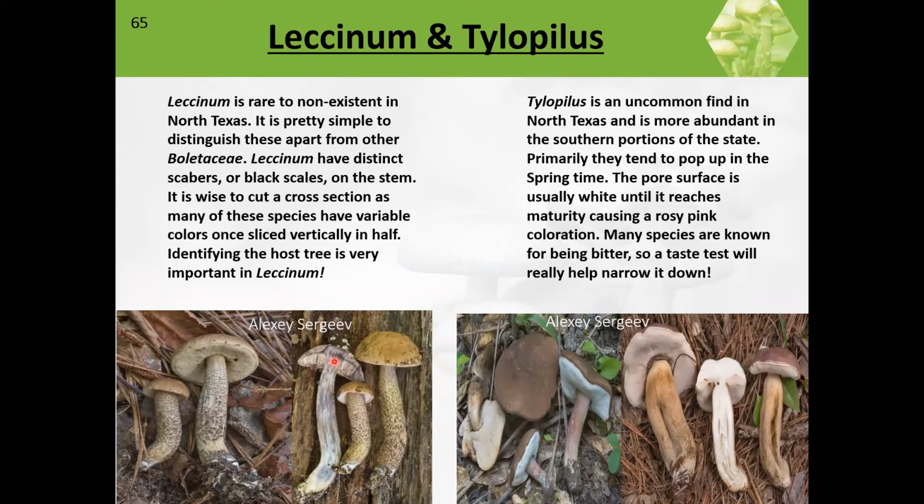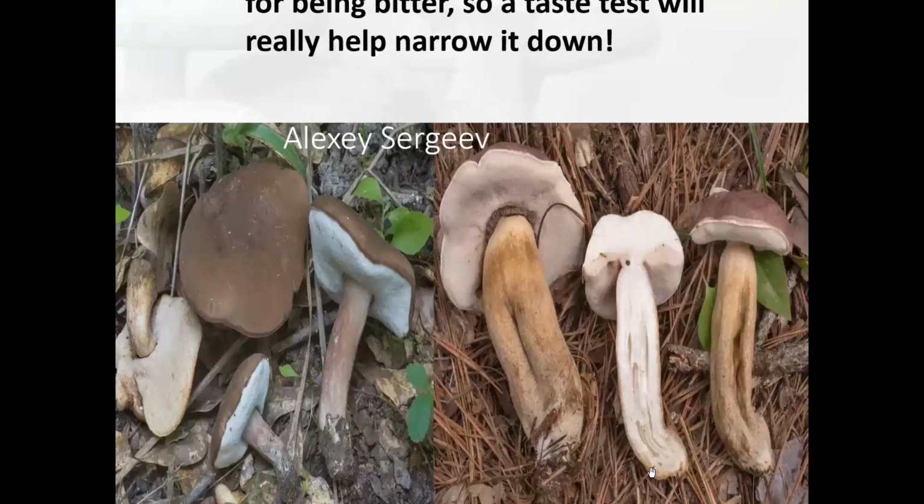And then Tylopilus, they have a lot of species that are bitter, right? Doing a taste test is really going to help you get the species in Tylopilus, because some of the species are bitter and some are not, and they really look the same. So the ones that are bitter is one species, and the one that's not is another species. So that's how you get to the species there.